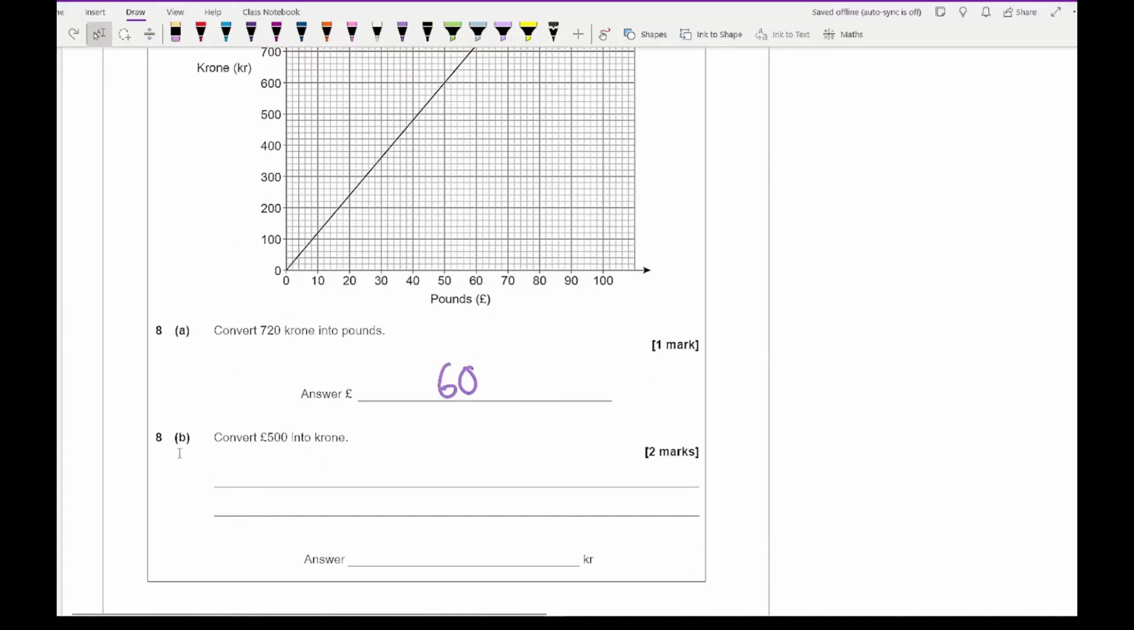Then for 8b it says convert £500 into krone. Now unfortunately the scale only goes up to 100, but we do know that £100 is equivalent to 1,200 krone. So for this, we want to get £500. So what do I need to do to this? I need to multiply it by 5. So if I do 1,200 multiplied by 5, I get an answer of 6,000.